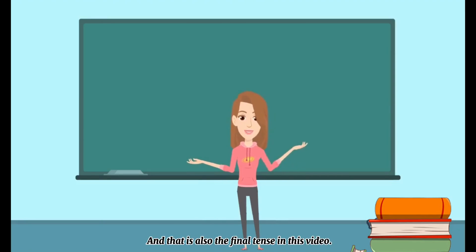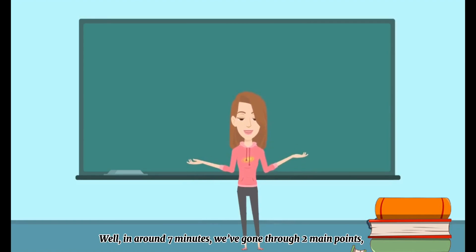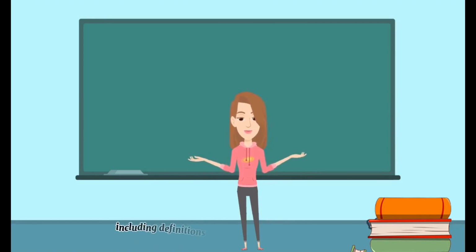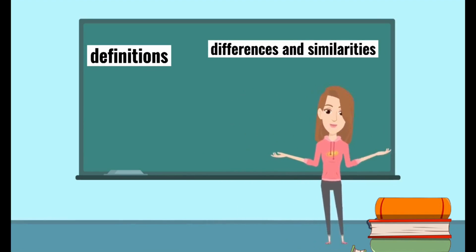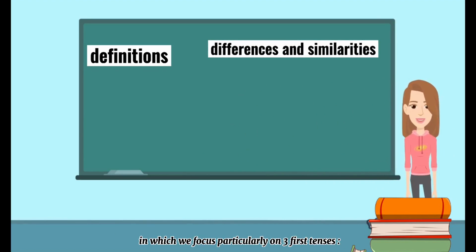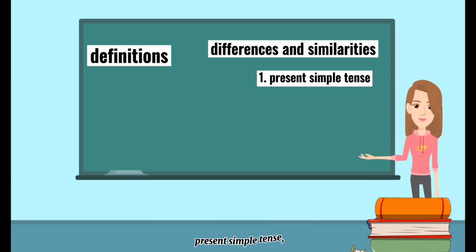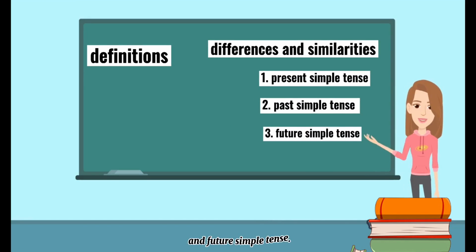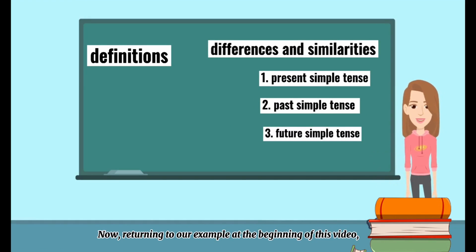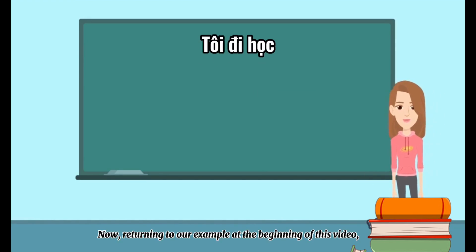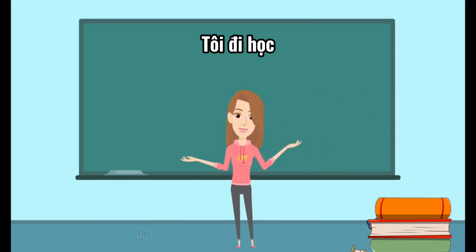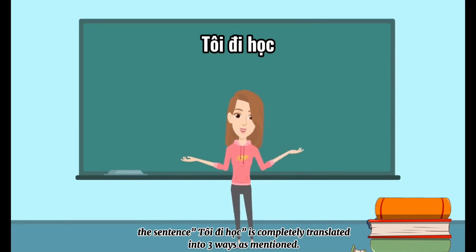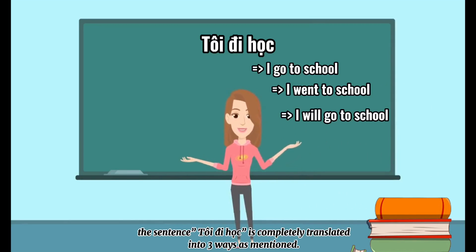And that is also the final task in this video. Well, in around 7 minutes, we've gone through 2 main points, including definitions of tense and comparison of English and Vietnamese tenses, in which we focus particularly on the first 3 tenses: present simple tense, past simple tense, and future simple tense. Now, returning to our example at the beginning of this video, I believe that you can now realize that without specific context, the sentence tôi đi học can be translated in 3 ways as mentioned.